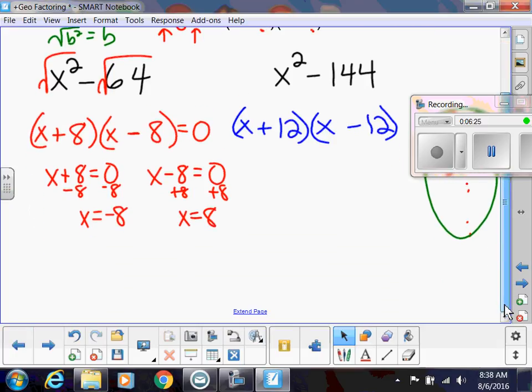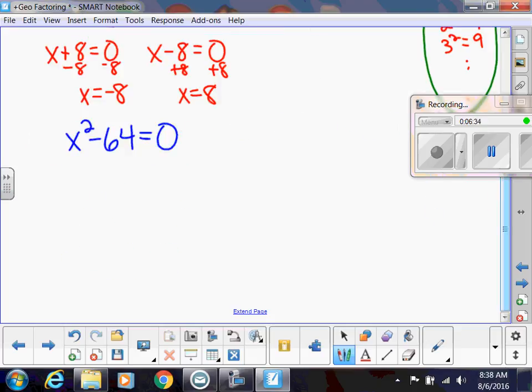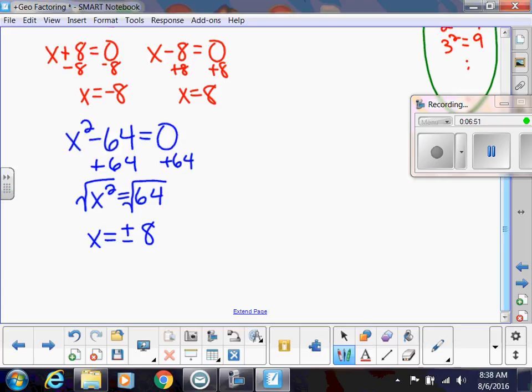One strategy I forgot to list in my intro video is if you had x squared minus 64 equal to 0, you did learn this in Algebra 1. You called this the square root method. So what you did in Algebra 1 is you added the 64 to the other side, and then you took the square root. And remember, your teacher taught you that you had to do plus or minus 8, right? And that's because you will get two separate answers like we did when we factored. Okay, so we got negative 8, positive 8 when we factored, and we got positive and negative 8 when you did the square root method. So that was another strategy for solving quadratic equations.